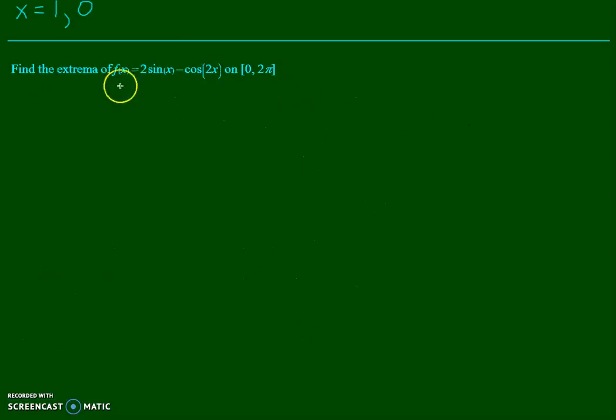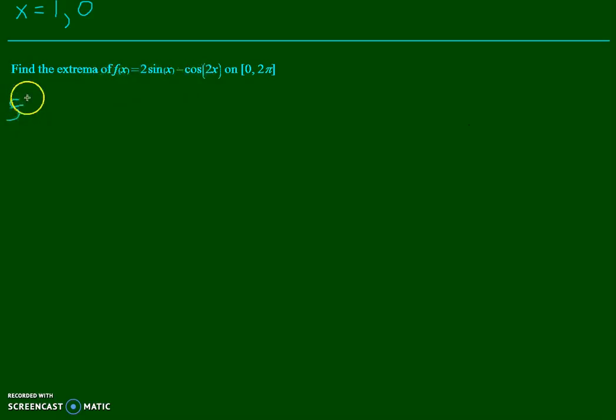In this expression, we have 2 sine x minus cos 2x on the interval 0 to 2 pi. Now, please try to avoid the temptation to panic anytime you see a trigonometric function. They're just derivatives, just like everything else. We have to learn the pattern before we can do them. So let's go ahead and derive this.